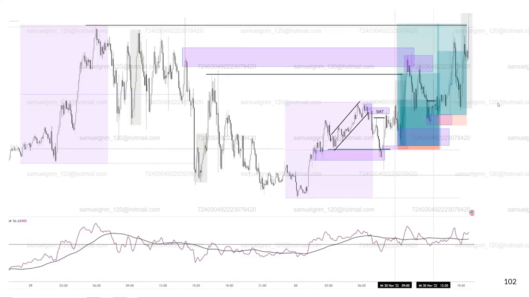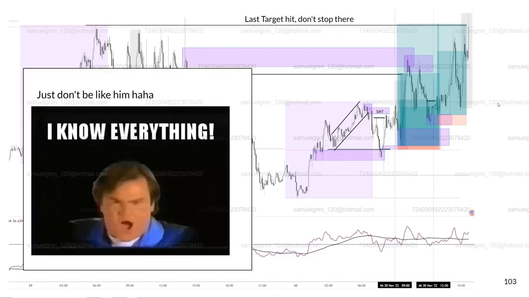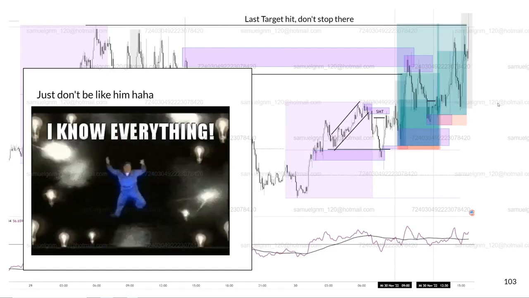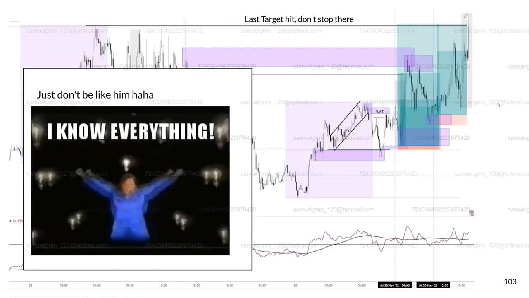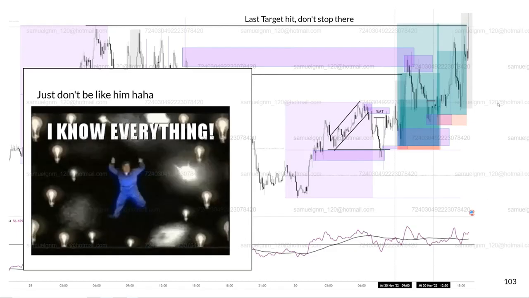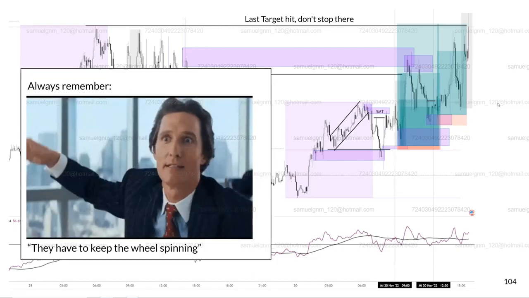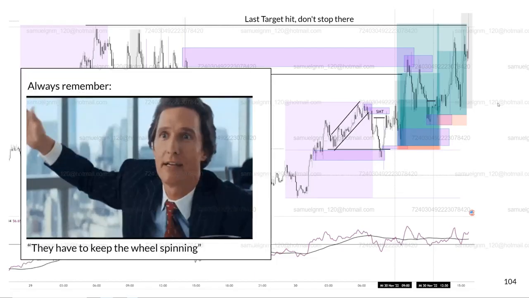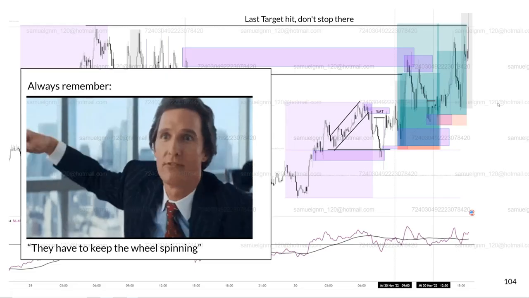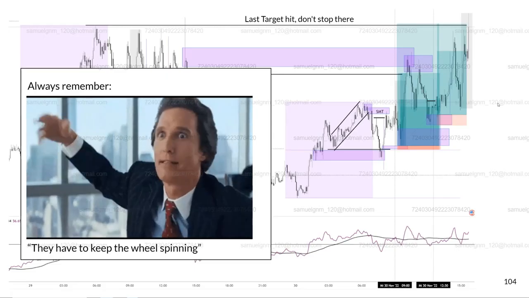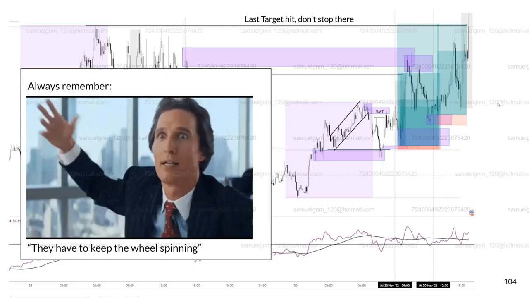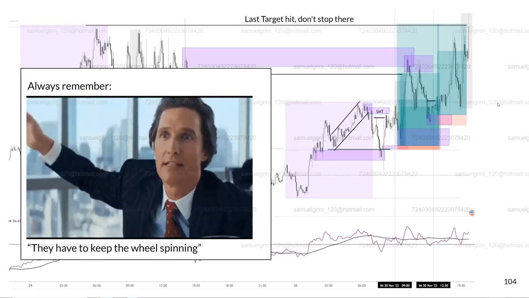And yeah, definitely that's unexpected. So we knew everything beforehand already. The only thing you should not dive into, not getting into danger of becoming this guy in here, be like, I know everything, right? And just stop here and then be like all ego driven. No, repeat, always remember, they have to keep the wheel spinning. It goes on and on and on. The wheel keeps spinning and has to keep on spinning, right?